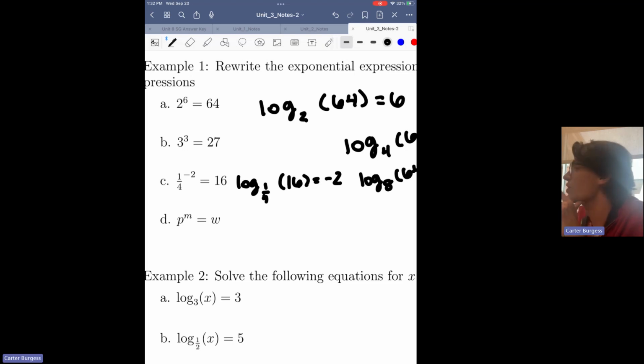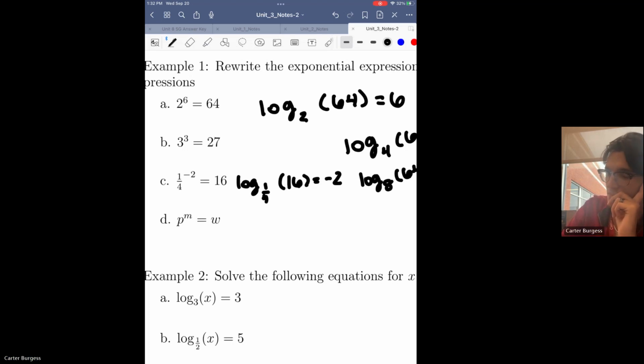Okay. Looking at D, what is our exponential base? P. So this is log base P of, what's our result? W. And what is our exponent? M.